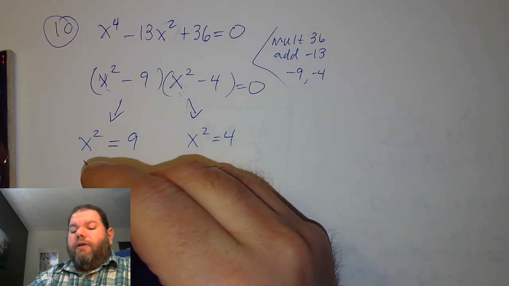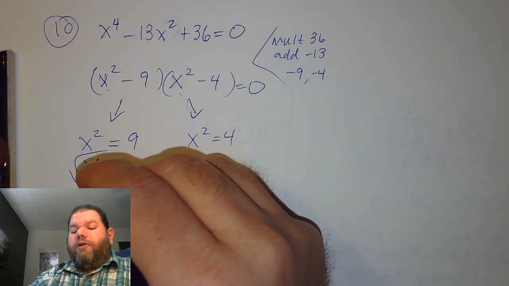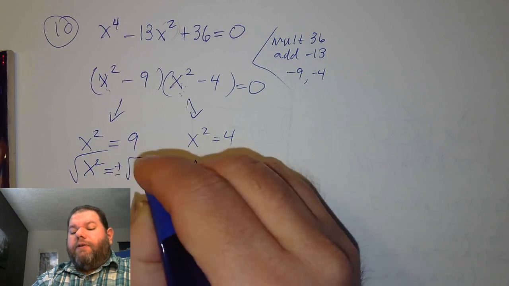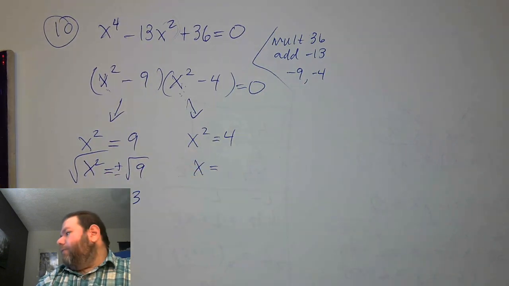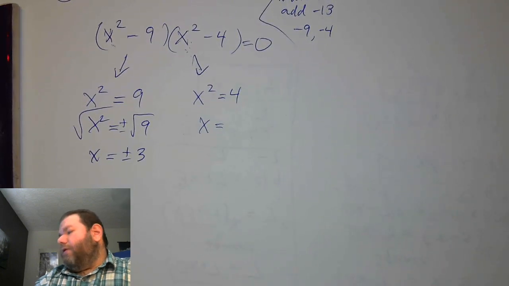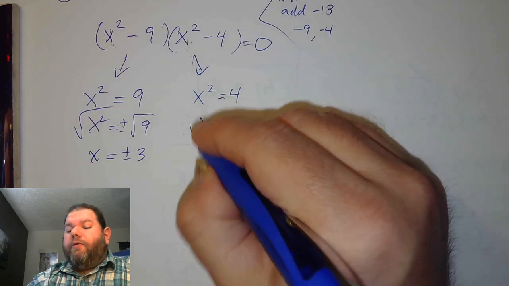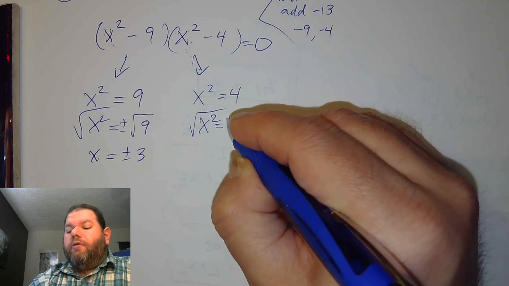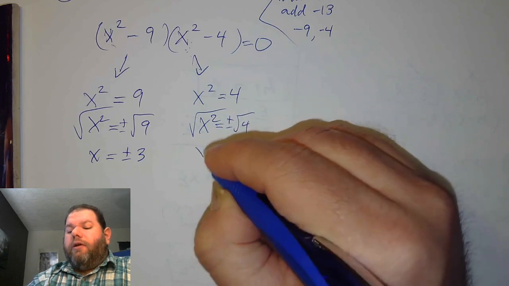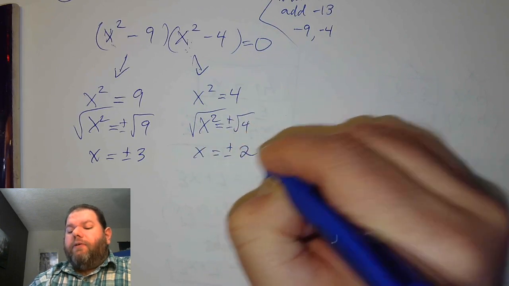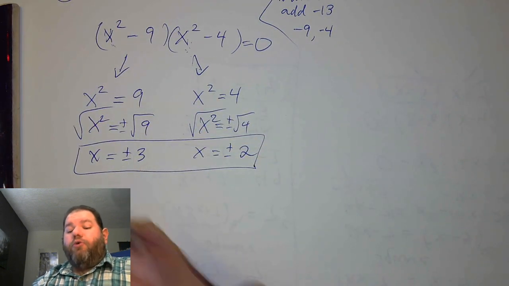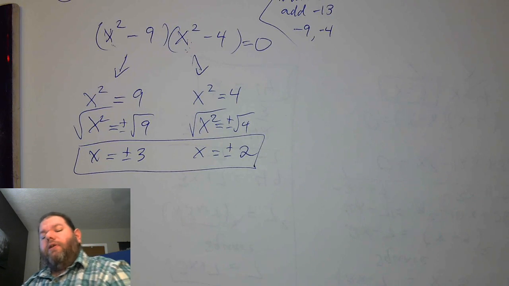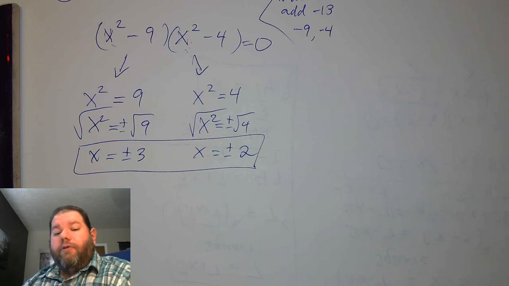Because the idea is that we're actually going to take the square root of both sides there. So we get x equals plus or minus 3, and x equals plus or minus 2. Now we can write those as plus or minuses, or we can write them as separate solutions. 3 and negative 3, 2 and negative 2, either way is fine.